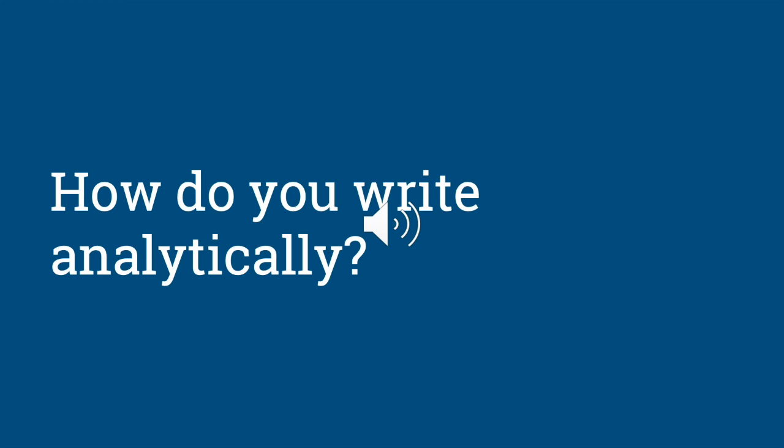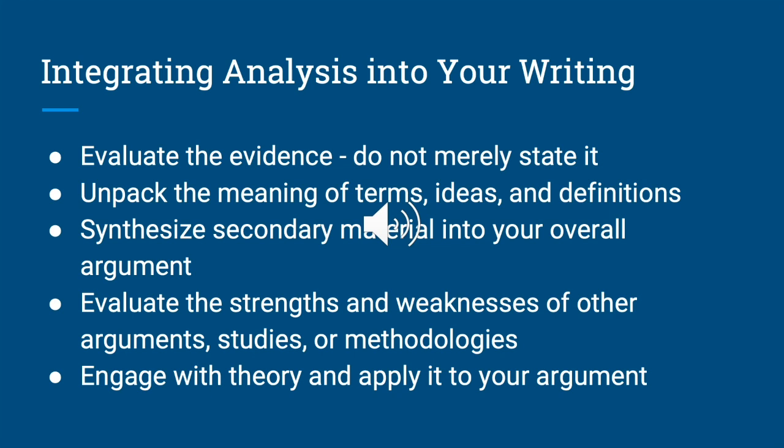So the first thing is to make sure that you're evaluating the evidence. You're not just stating it the way that the New York Times article that we looked at is stating it or providing information on it. You want to make sure that you're evaluating what the evidence you're providing means. You also want to make sure that you're fully unpacking the meaning of different terms, ideas, and definitions that you may use. You don't want to merely use the word neoliberalism without demonstrating to the reader that you understand the meaning of neoliberalism and also how you are defining it specifically in relation to your argument.